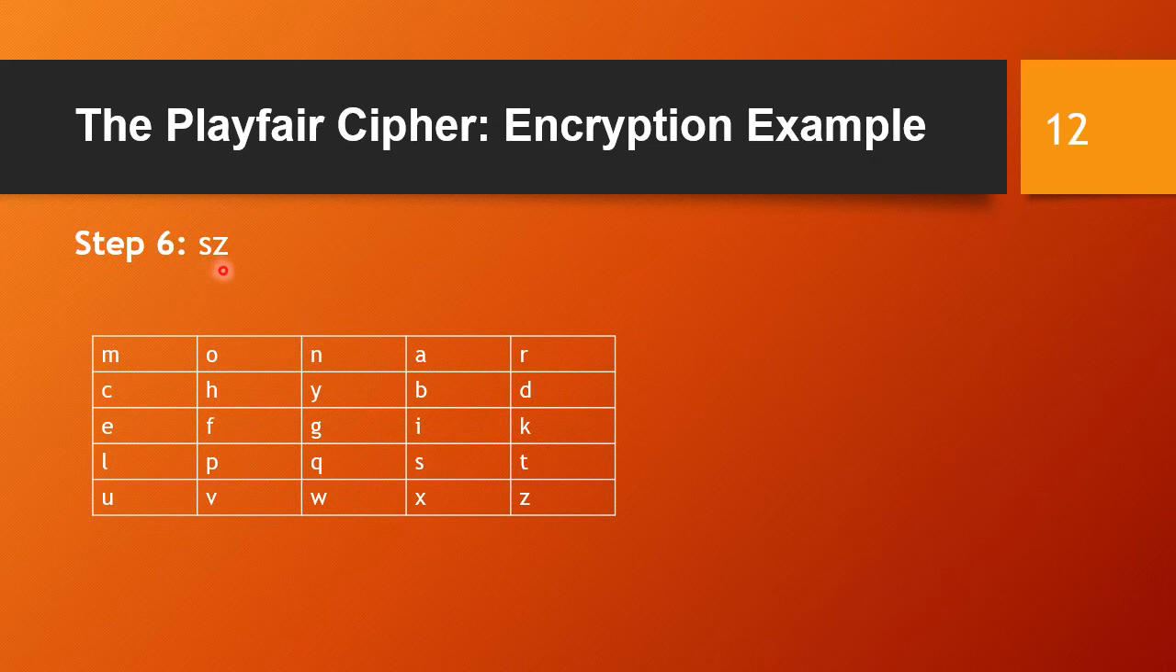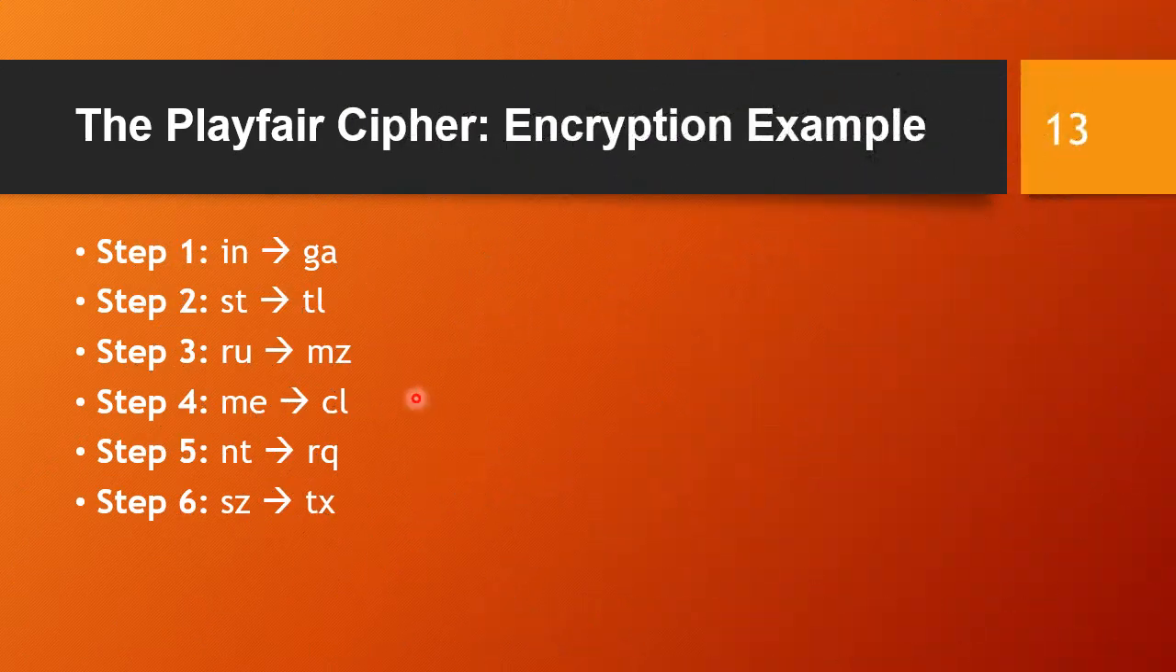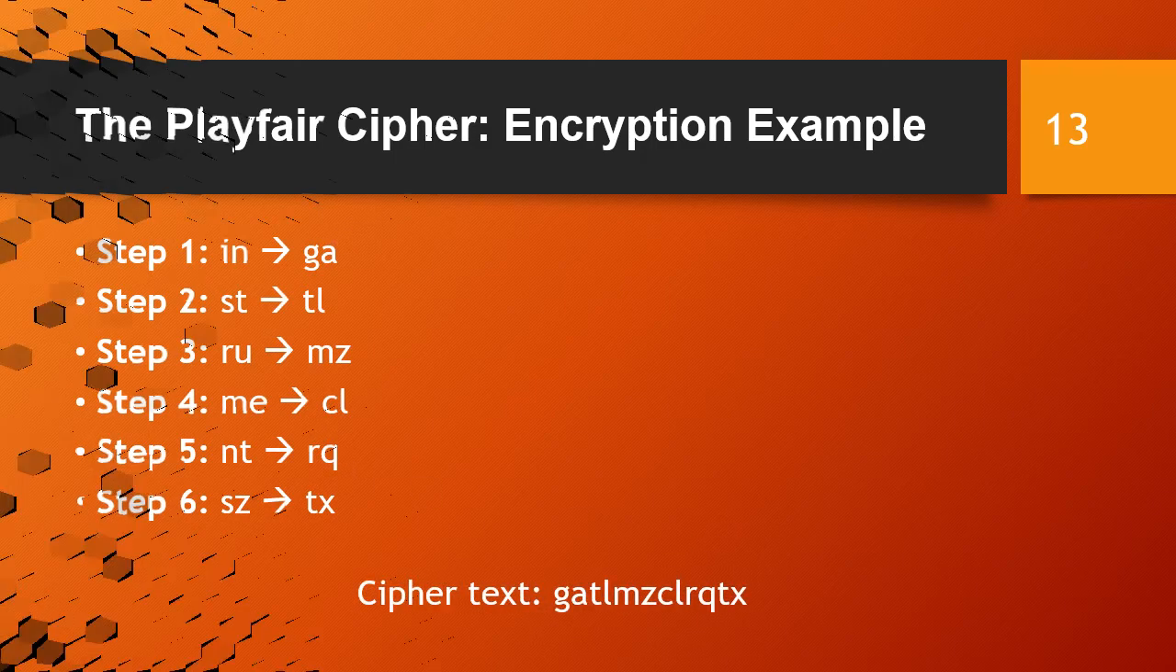Now regarding the final pair in our message, SZ, we can notice that a rectangular shape is formed. So each letter is substituted by the one that's on the other side of the rectangle. So S becomes T and Z becomes X. So the pair SZ becomes TX. Finally, we can substitute each pair in the plain text by its new value in order to obtain the ciphertext.